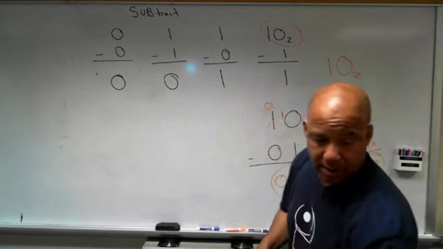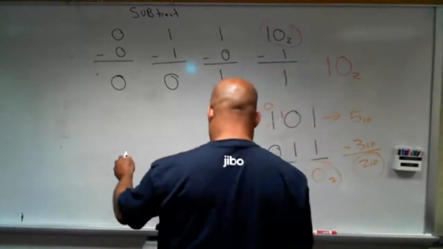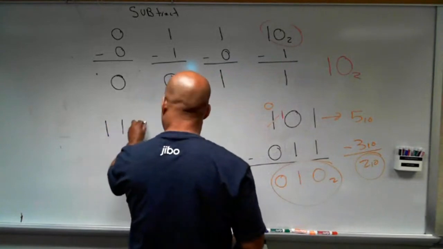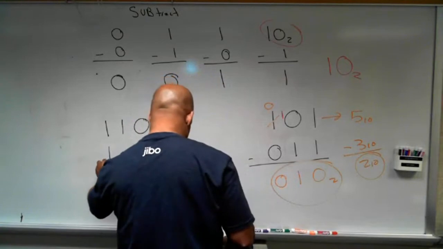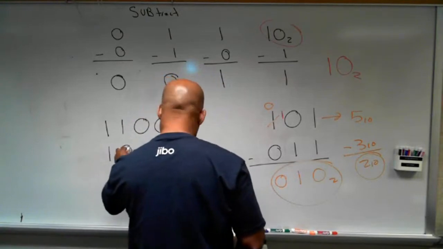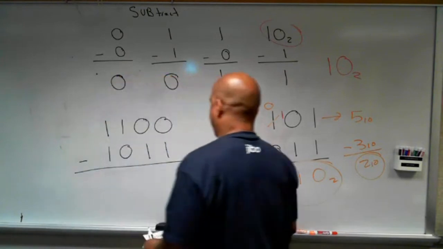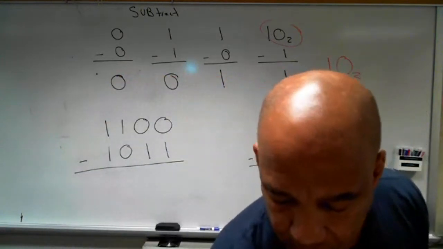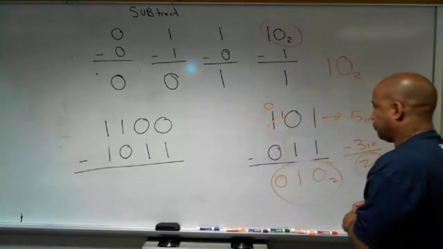There's one on here, the next problem. Try the same thing with this. You have a 1, 1, 0, 0 base 2, and a 1, 0, 1, 1 base 2. So try that. You have to borrow a couple times on that one. If you can do that one, and any one I give you on homework or quiz, you'll be able to do it.